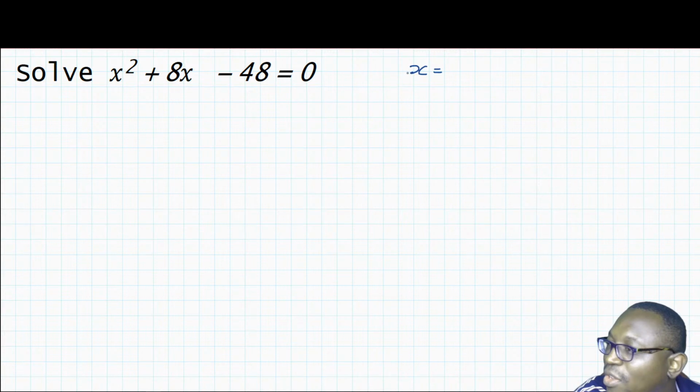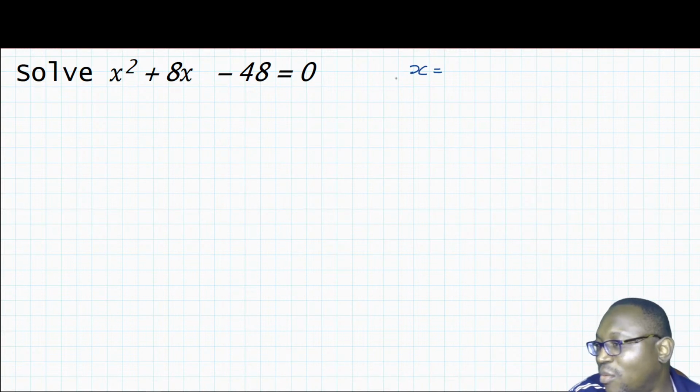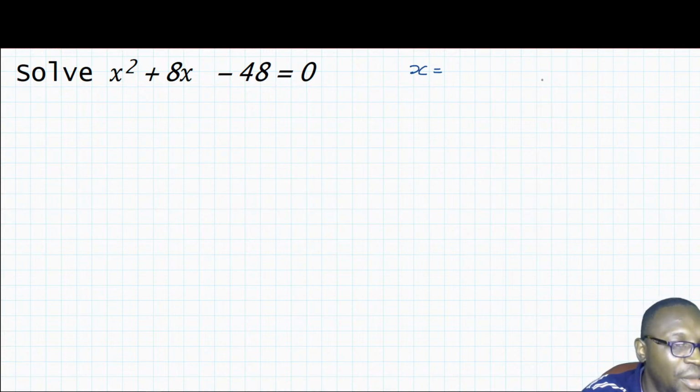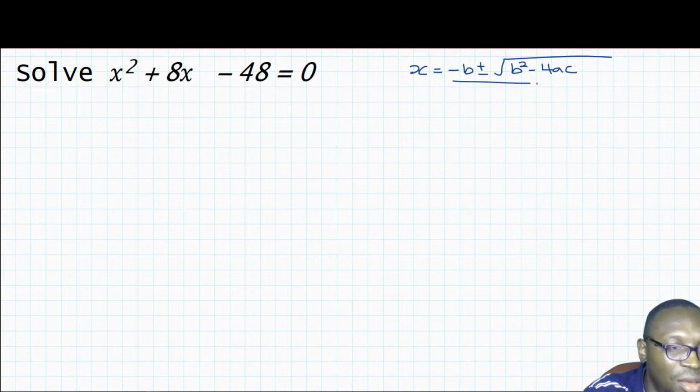Okay, Esther, thank you for your response. Take a look at it one more time. You're really close on the other one. So you got negative 12 and 3. Take a look at your equation again, and tell me what you come up with. So x equal to negative b plus or minus the square root of b squared minus 4ac over 2a.